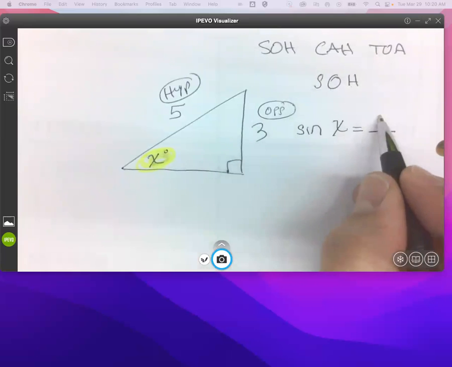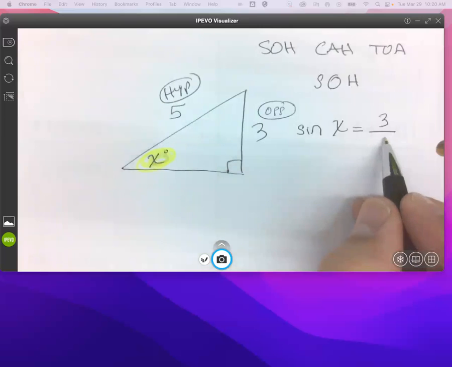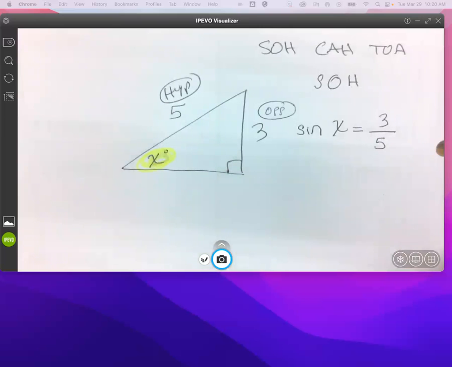So the opposite would be 3. The hypotenuse would be 5. Now, that's the geometry, creating the equation. Now we have to solve that equation, and that's the algebra. And this is a little bit different. This is what you didn't know how to do on problem number 4.